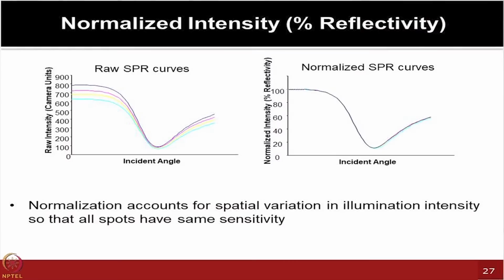But ideally you want to compare all of them together. So you have to normalize them again, so that everything you see is comparable. You can see the intensities look different here for different angles. Now you have normalized the SPR curves, and everything looks the same. Then you have the opportunity to compare their signals.